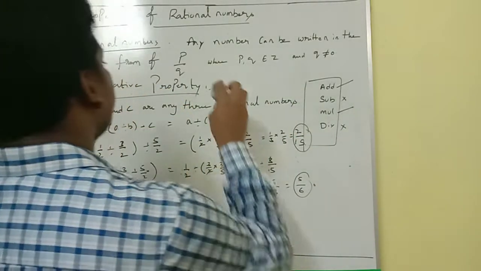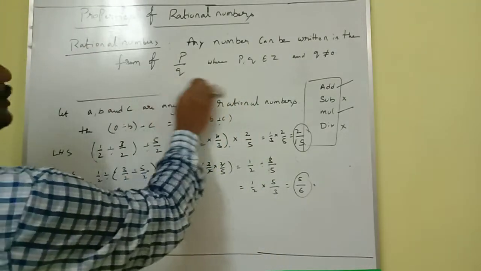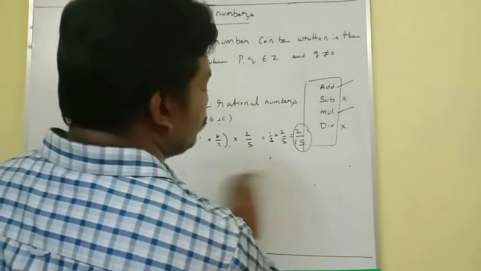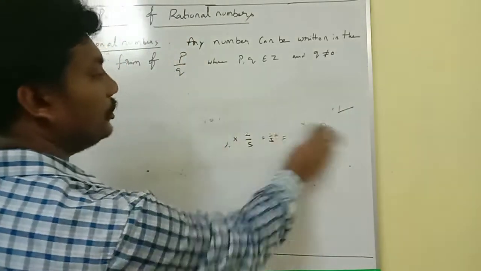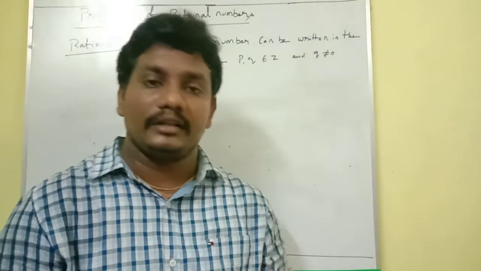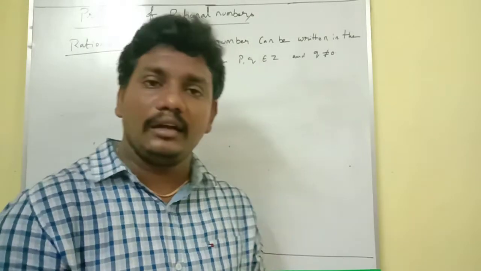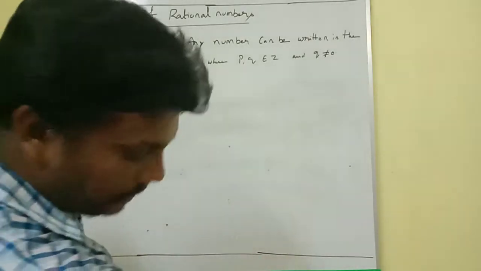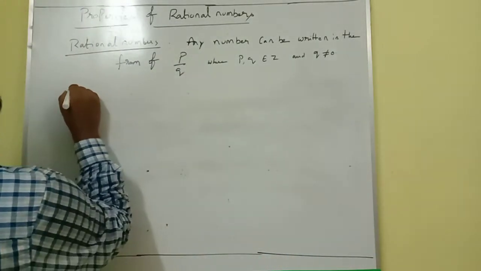So after associative property, we go for distributive property. What is the distributive property? In distributive property, you can see both multiplication and addition at a time. We can check both multiplication and addition at a time. So coming to the distributive property of multiplication over addition.